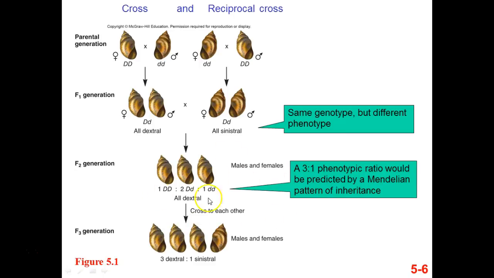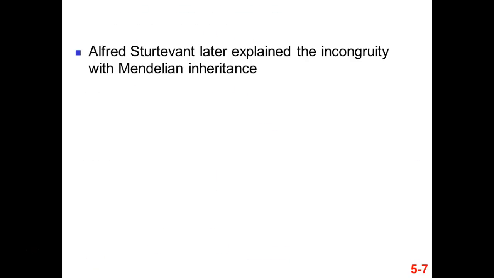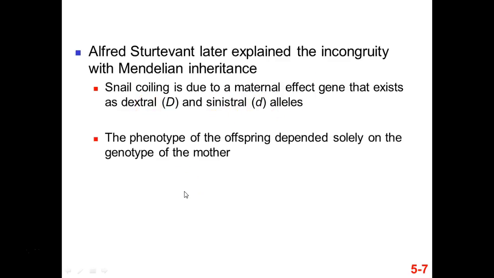So we would expect here at this point, if it was the standard Mendelian inheritance, we would expect 3 of them to be dominant and 1 of them to be recessive. We would expect 3 dextral and 1, however you say that, sinistral. But it shows up in the 3rd generation, what we expect for normal pattern of inheritance based on Mendel's laws. So later it was explained, as we said, dextral is dominant and sinistral is recessive, but it is the mom that determines the phenotype, strictly just the mom's genotype.